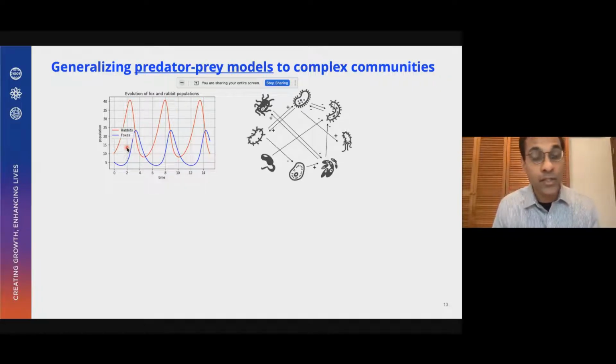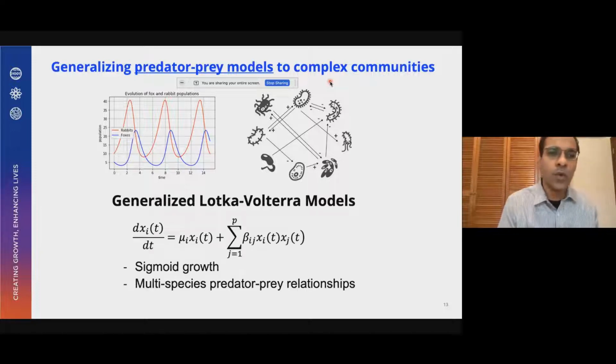But of course, microbial interactions are much more complex in the sense that there are many species that are playing a role, and we can't directly observe them. So the modeling approach that we're going to rely on is something called generalized Lotka-Volterra. So it's a generalization of this predator-prey model.